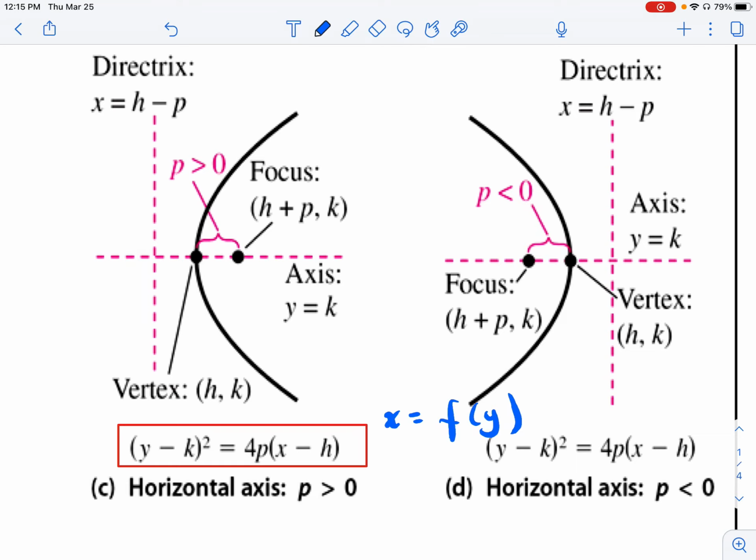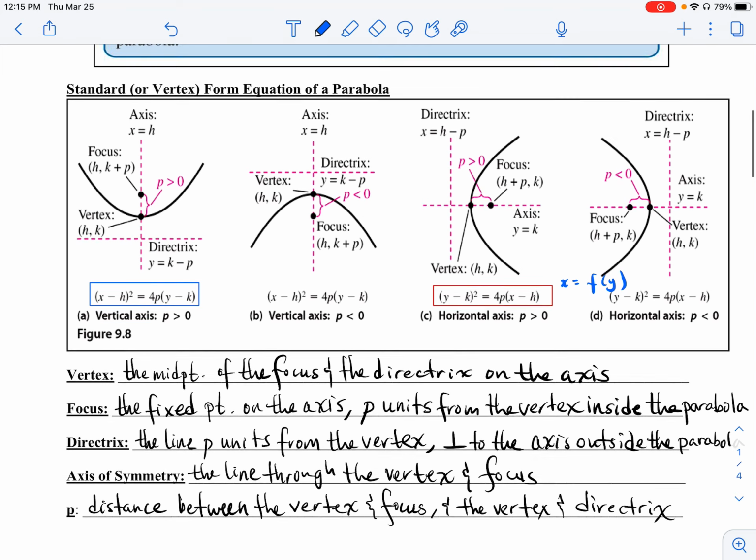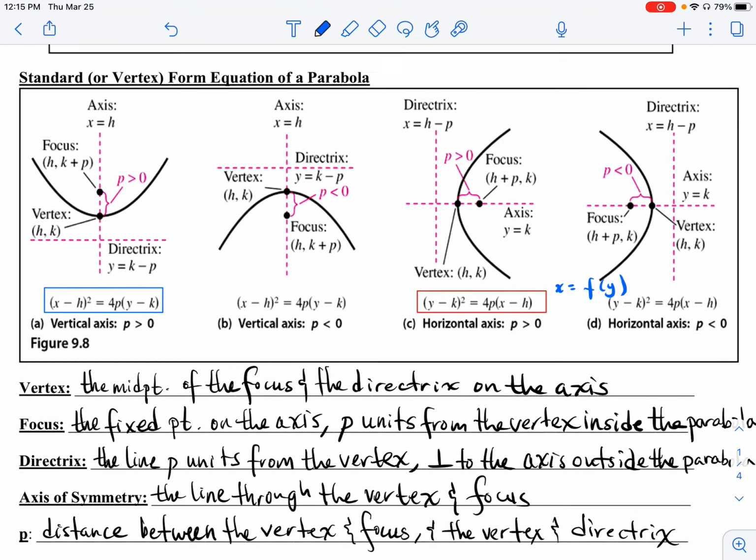And again, when our p-value is positive, our focus is inside our parabola. That means it's opening to the right. It is to the right of our vertex. When our p-value is negative, our focus then is to the left of our vertex. So you can pause the video or just consult the notes there and see what I have written down here.